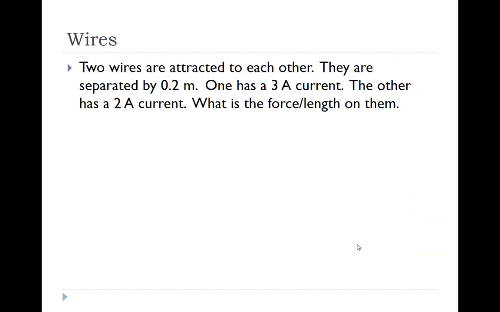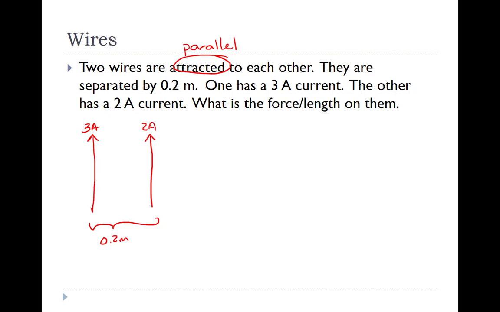Let's do a calculation of the force on these wires. So here in this example, we are told we have two wires attracted to each other. That word attracted tells me that the currents are parallel to each other. If it had said that the two wires repelled each other, I would have known that the currents were in series. So here are my two wires with their parallel currents. I'm told they're separated by 0.2 meters, and that the current in one is 3 amps while the current in the other was 2 amps. For the sake of the example, I'm going to name my two wires A and B.